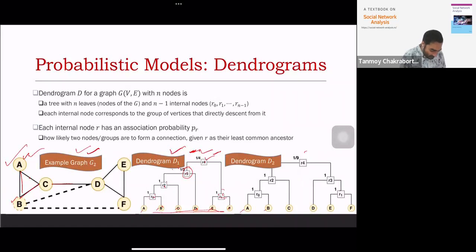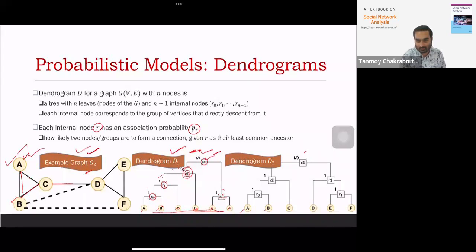What does it say? For example, this R0 is an internal node. Remember, this R0 is not a node. It is not an original node in the graph, right? R0 is just an internal node in the dendrogram, a representative connection in the dendrogram, right? So for every such internal node, you see a probability, right? 1, 1, 1 by 3, 1 by 4, 1, right? Now, what is this probability? Now, for every internal node R, there is an associated probability PR. Now this PR indicates how likely two nodes or groups are to form a connection given R as their least common ancestor.